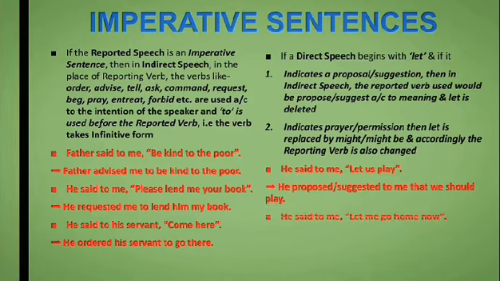Let's see another one now with the second point. He said, let me go home. Either the person is asking for, maybe requesting, or maybe asking for permission. So in that case, what will change? Let will be replaced by might or might be. He wished that he might be allowed to go home.